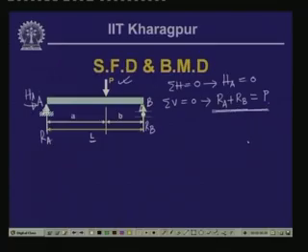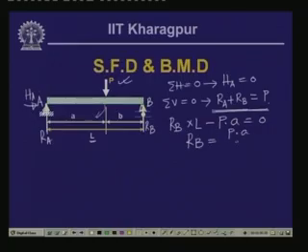Now, if we take the moment of all the forces with respect to support A, then we have R B into L, which is in the anti-clockwise direction, and the load P causes bending moment in the clockwise direction. So, minus P into a is equal to 0. This gives us a value of R B as equal to P into a by L.